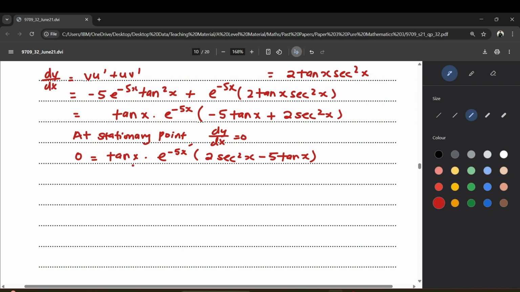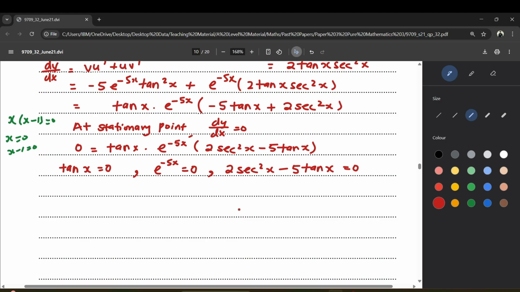Now when we have a factorized form, so for example, when we end up with something like this, x times x minus 1 equals 0. So what do we say? We say that either x is equal to 0 or x minus 1 is equal to 0. So the same concept applies here. So we're going to say that either tan x is equal to 0 or e to the power minus 5x is equal to 0 or 2 sec squared x minus 5 tan x is equal to 0.